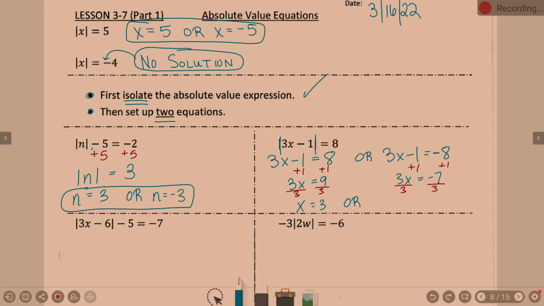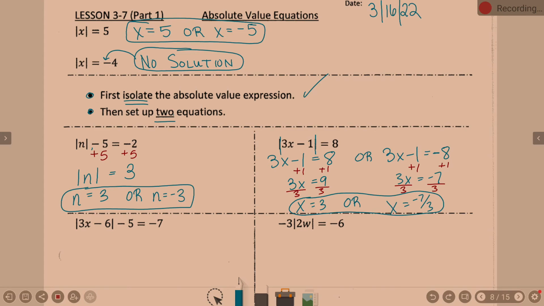Negative 2.3. Okay. Here's what I'm going to do. 7 divided by 3 is 7/3. Now, technically, it's negative 7 divided by 3, so I'm going to say negative 7/3. So I have answers of 3 or negative 7/3. I think this is a lot easier. It looks a lot easier. It shouldn't be too bad.